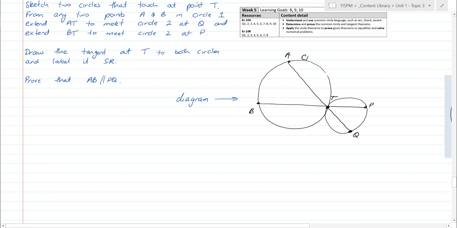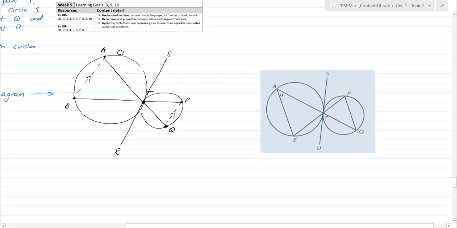Draw the tangent T to both circles and label it SR. So the tangent will be like that, and SR here. And it lacks a bit of clarity in which way SR go, but it shouldn't actually matter. Prove that AB, so this line here, is parallel to PQ. And let's have a look at the diagram. That's what the diagram looks like.